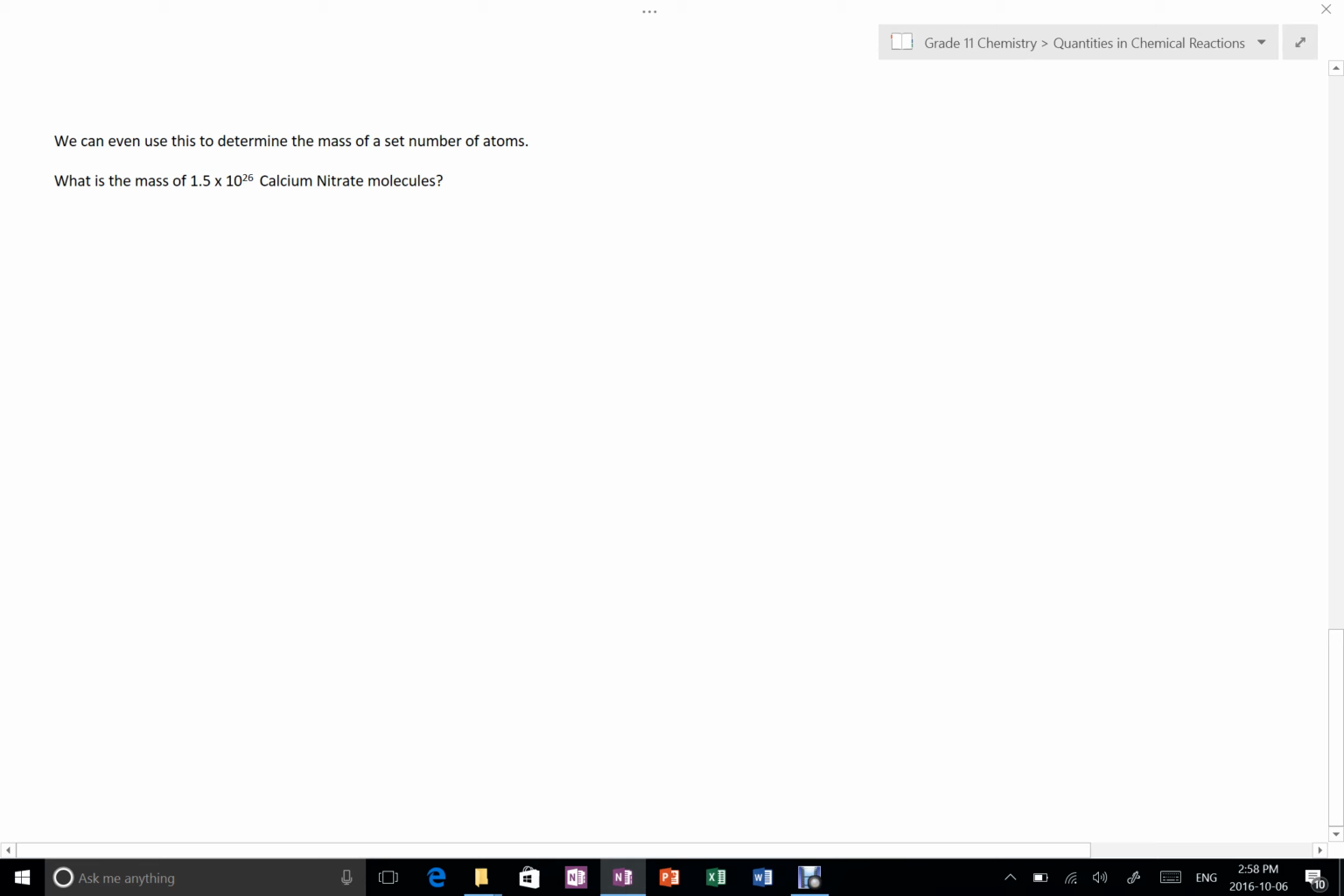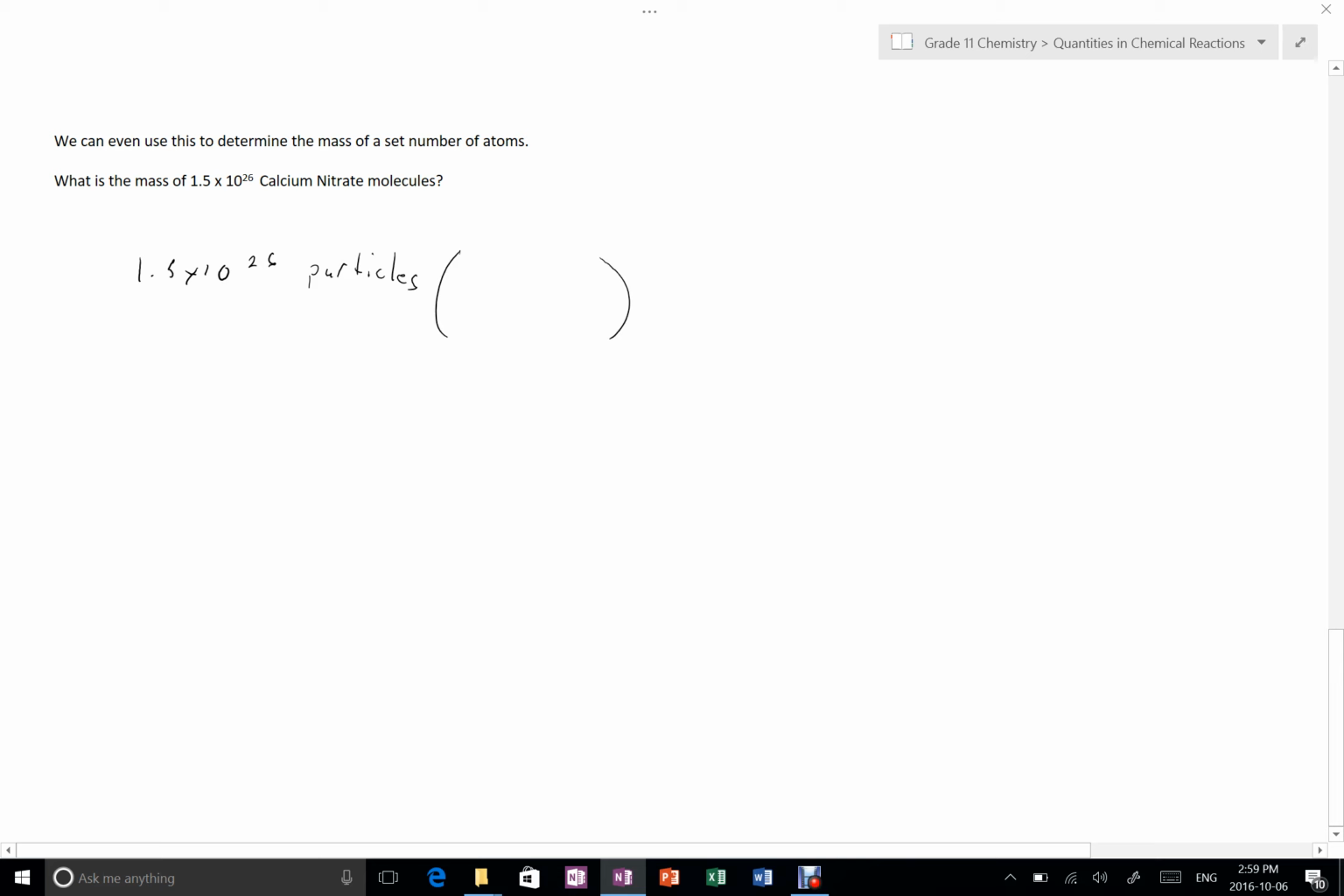Or we can work all the way from a set number of molecules all the way up to mass. So this is going to be my last example. I'm going to do this one first with the factor reduction method because I keep doing that second, and then I'll do it with the formulas. So I have 1.5 times 10 to the 26 particles, or molecules if you will.